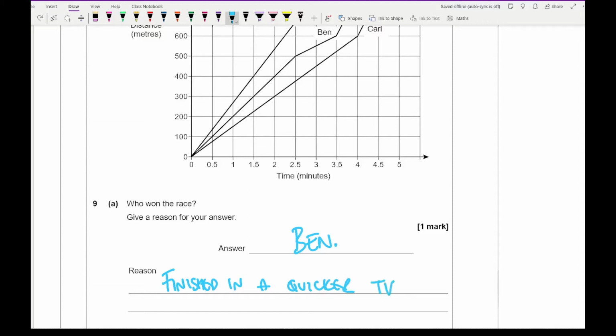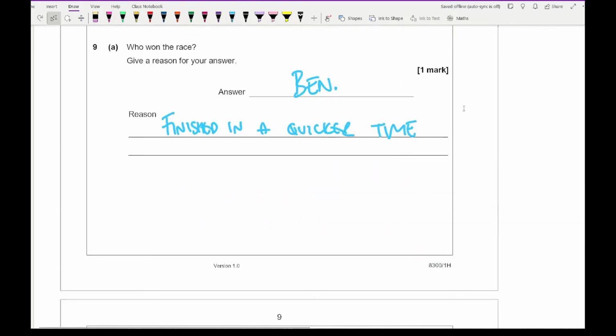You could quote what time he finished. I think it's 4.5 minutes, whereas the other two finished at 5. But again, for 1 mark, that's pretty much it.